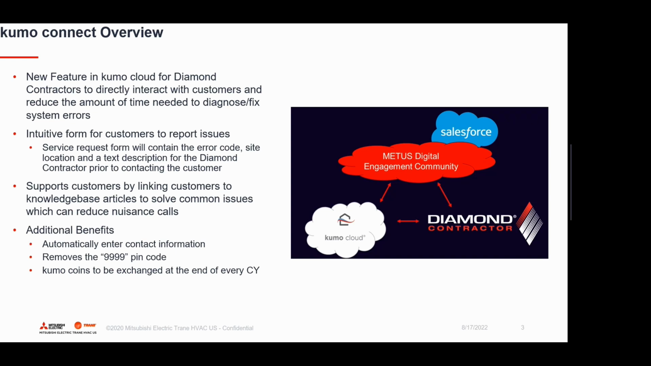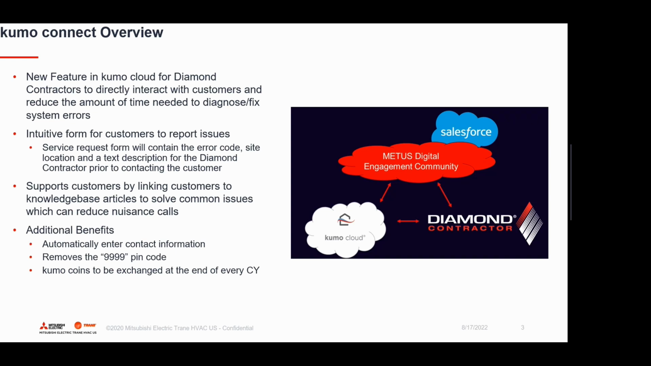One way we're going to be doing this is there's an intuitive form for customers to report issues. And once this gets sent out to the diamond contractor, the service request form will contain the error code, site location information, and text description for the diamond contractor prior to contacting the customer. Additionally, this supports customers by linking them to knowledge base articles to solve common issues, which can reduce nuisance calls. I'll get into that in a little bit more detail later on.